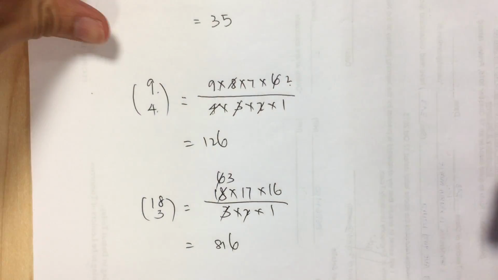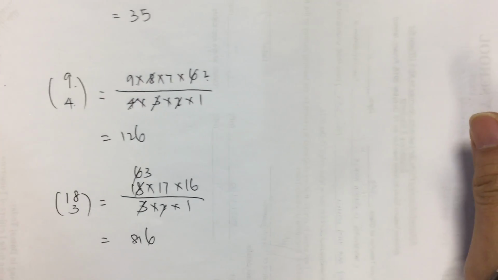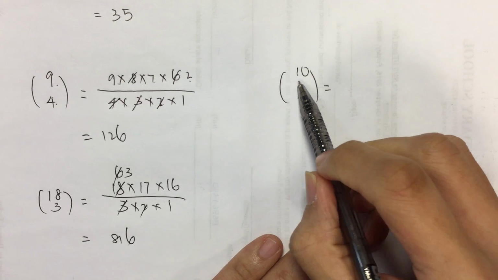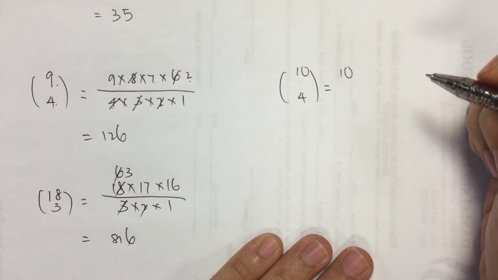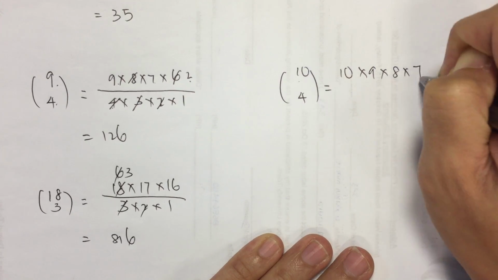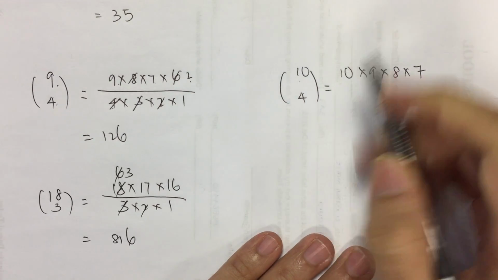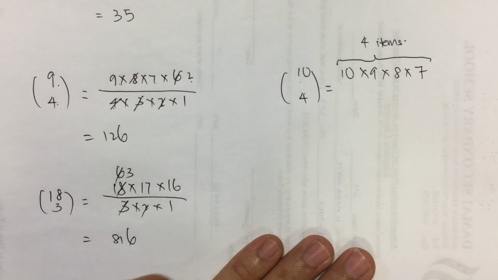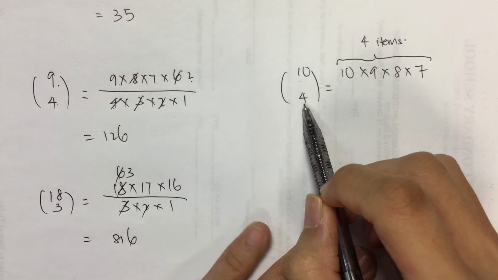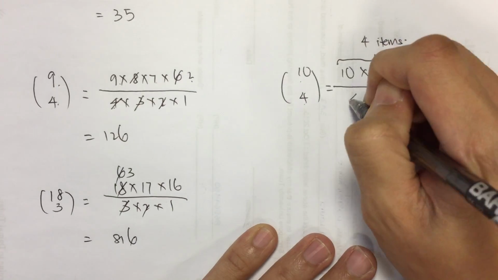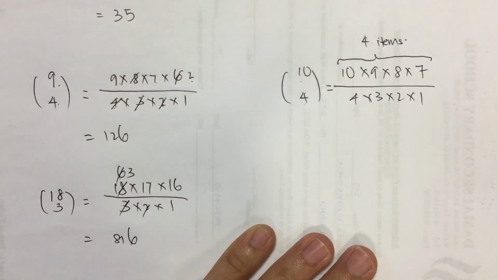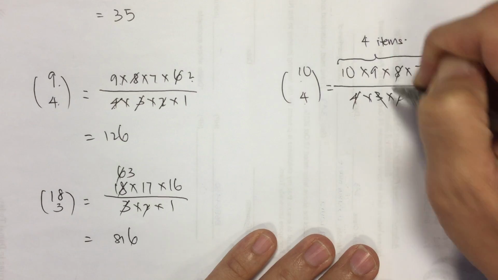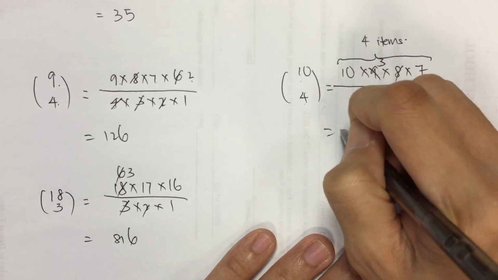Right now I'm going to officially tell you what the pattern is. If I have 10C4, what am I going to do? I'm going to start with 10, and then write down times 9 times 8 times 7. I will stop here. Why? Because I need to have 4 items on top. Why 4? Because this is dictated by the number 4 at the bottom. Then at the denominator, 4 times 3 times 2 times 1. After I write that down, I can evaluate it more easily. So that is 210.